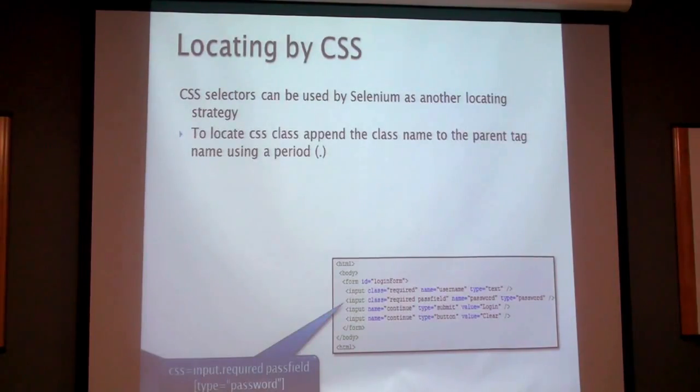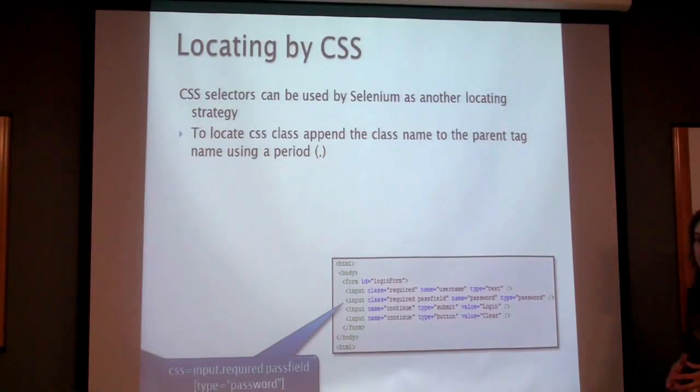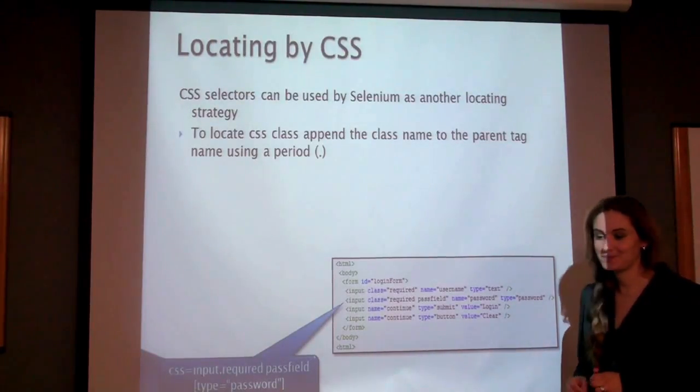Actually, that's a good point. I usually ask everybody in the class to yell it out. Okay, that sounded weird. Cascading. So to locate by CSS class, okay, let me step back. Can you say one more thing? Cascading style sheets.